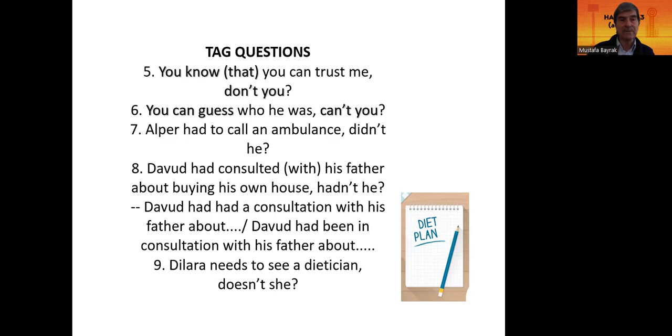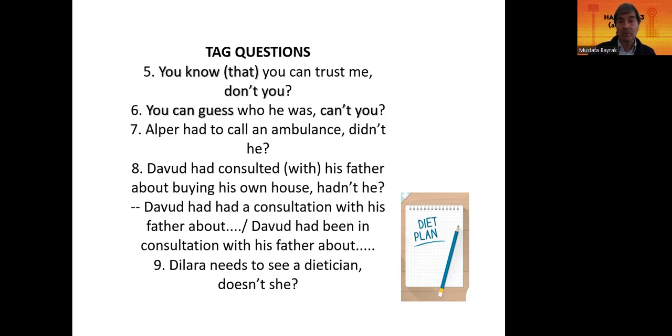Now, number 8, Dawood had consulted with his father. Dawood had consulted his father is also possible about buying his own house. Hadn't he? Yes. Dawood had a consultation with his father about buying his own house. Or Dawood had been in consultation with his father about buying his own house.